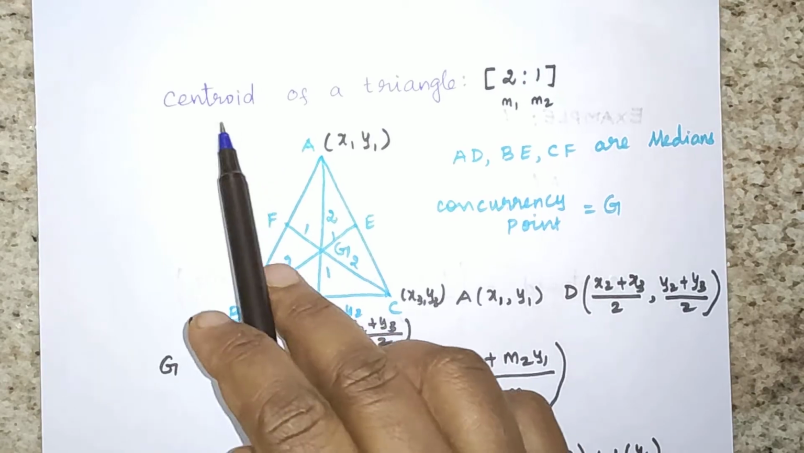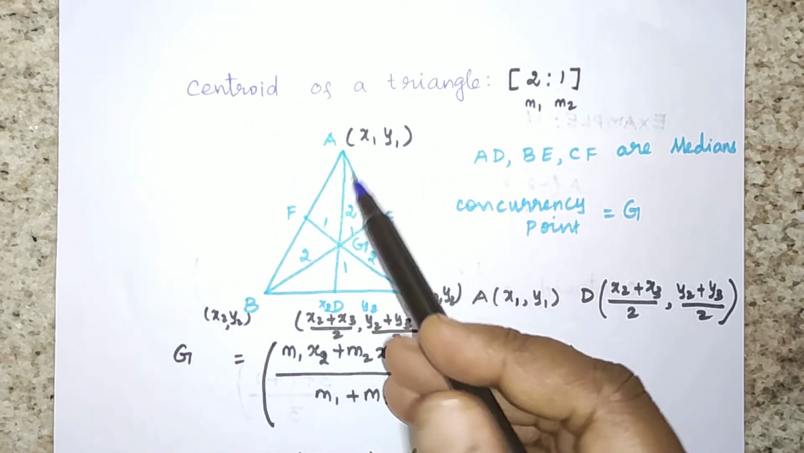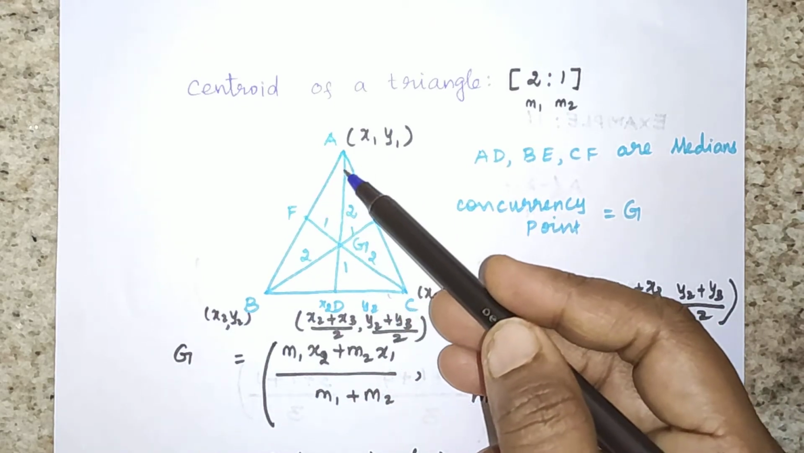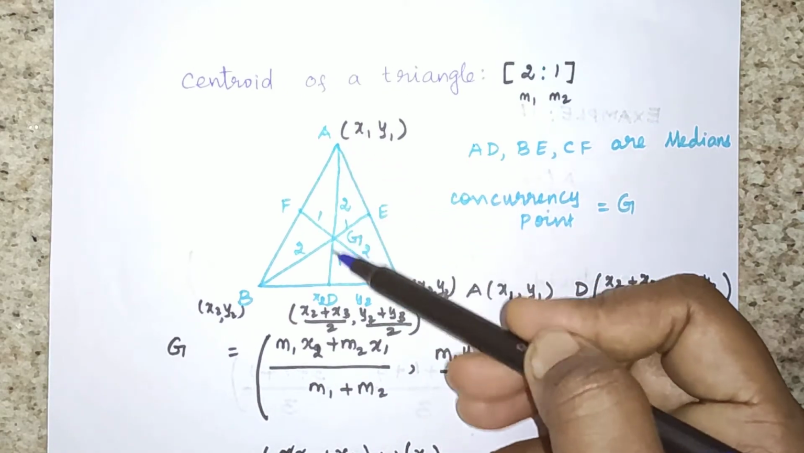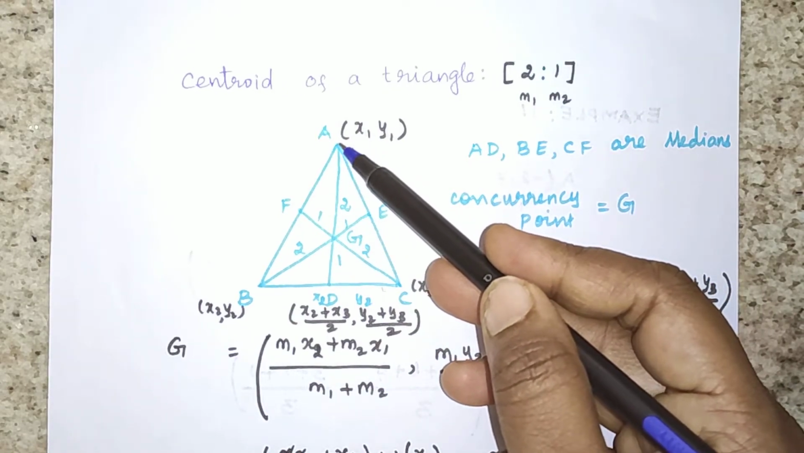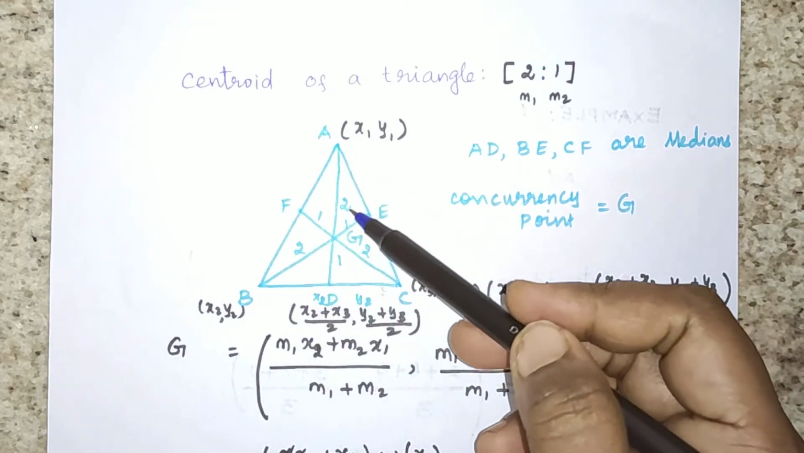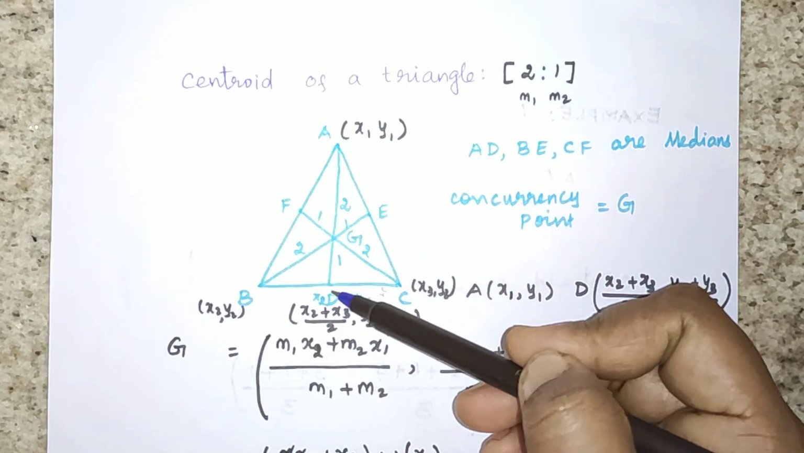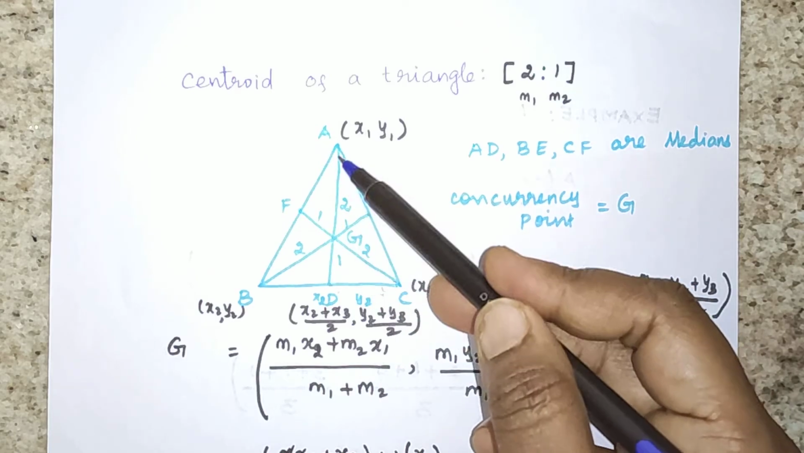Okay, next important concept, centroid of a triangle. Centroid means the point of concurrency of medians of a triangle. Already in the midpoint section we learned what a median is. A median is a line joining the vertex and the midpoint of the opposite side of a triangle. Here the vertex is A, D is the midpoint of BC, and the joining line segment AD is the median.